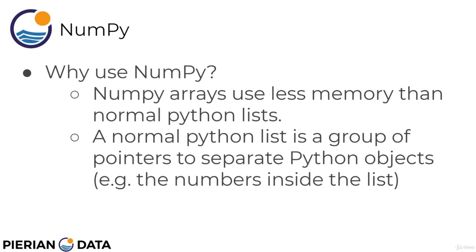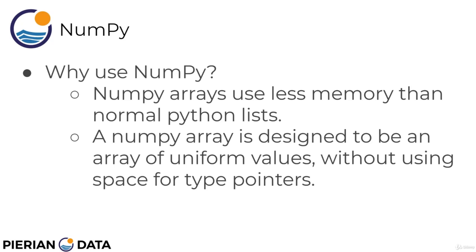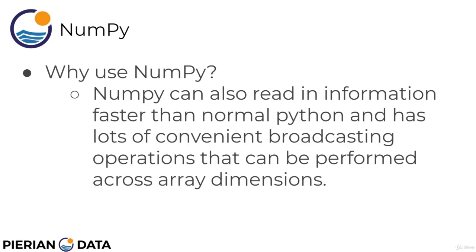A normal Python list is actually a group of pointers to separate Python objects, for example, pointing to the individual Python number objects inside of the list. A NumPy array is designed to be an array of uniform values without using extra memory space for type pointers. This makes it much more efficient and actually use a lot less memory than a normal Python list.